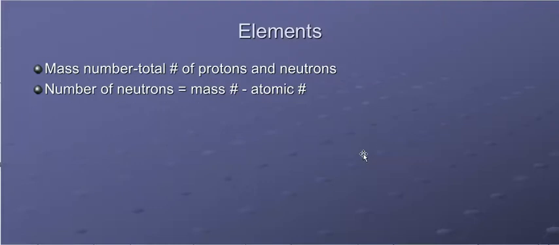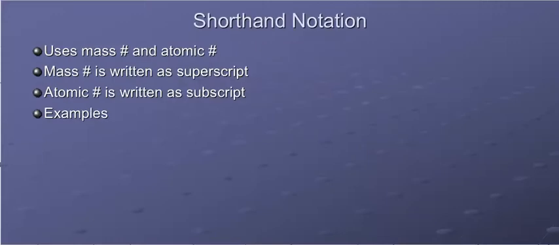The mass number is the number of protons and neutrons. The mass number is not given on the periodic table, but if I want to find the number of neutrons, I take the mass number and subtract the atomic number.